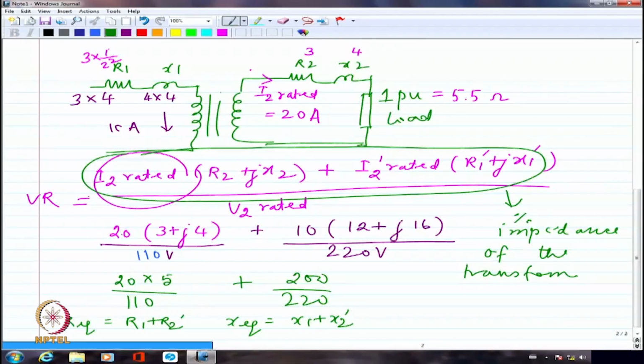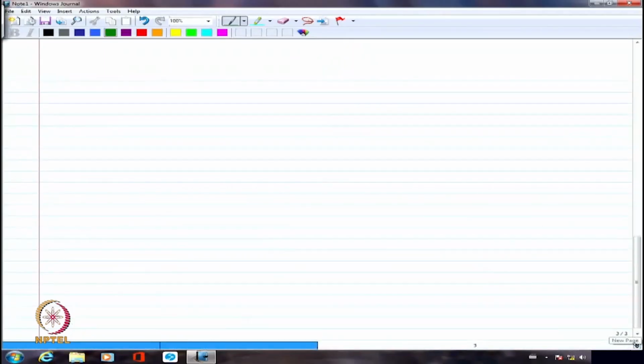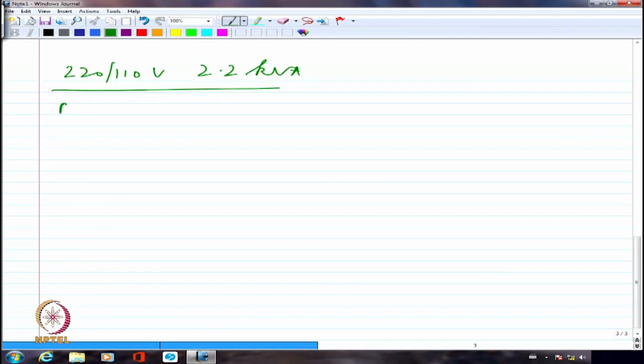See, originally if you had measured the values in this 220 by 110 volts transformer, I might have had maybe R1. Do you have that problem we worked out? Can you please give me those values, some arbitrary values I gave? Last time we worked out one problem. The same 220 by 110 volts, open circuit data and short circuit data I gave last time.